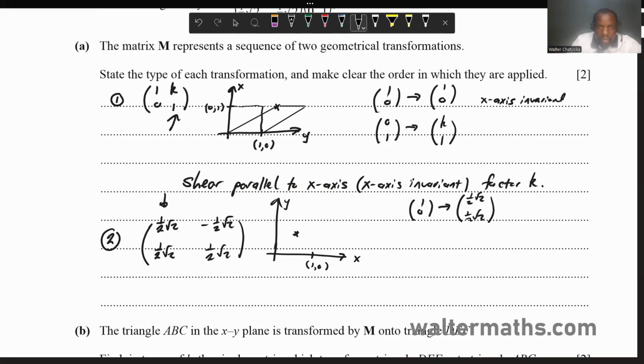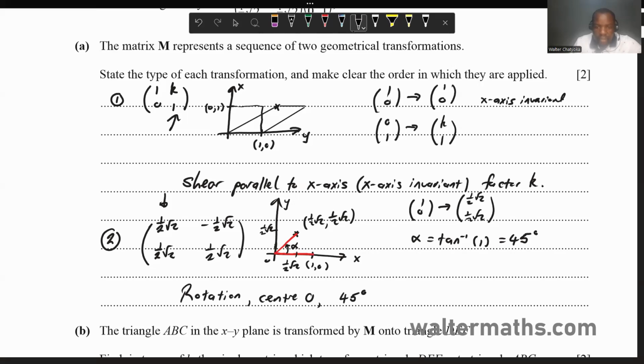So basically what's happening is, from the line that goes here, we're moving to another point here, which has coordinates a half root 2, a half root 2. There's an angle responsible for this, the angle alpha. Considering that this is a half root 2 and a half root 2, alpha is arctan of a half root 2 over a half root 2. So it's arctan 1, which is 45 degrees. So what's happening is a rotation with the center the origin, by 45 degrees anti-clockwise. So that's basically what's going on here. Let's move on.